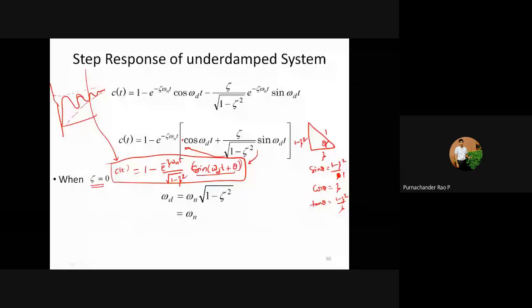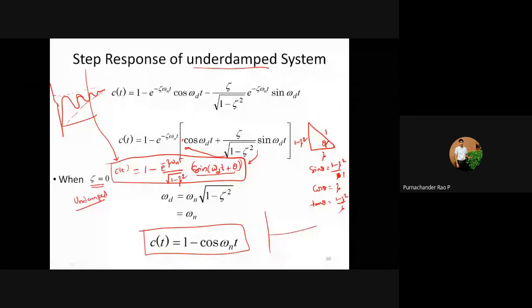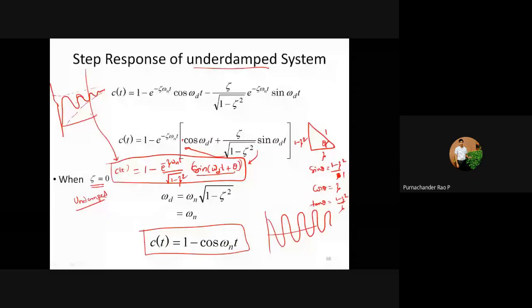Okay, so when your zeta is equal to 0, the response of the system we call as undamped. So when zeta is equal to 0, e power 0 is going to be 1. Then omega d is equal to omega n, then your response is going to be C of t equal to 1 minus cos omega n into t. That means it always varies like this. It is continuously varying. Okay, now this is your response for an undamped system.